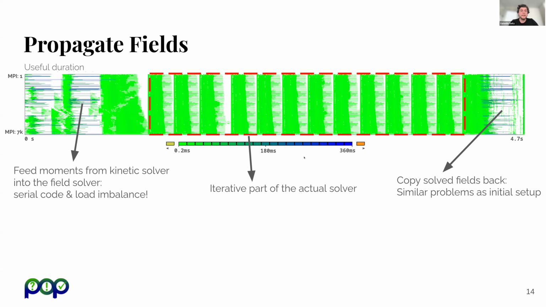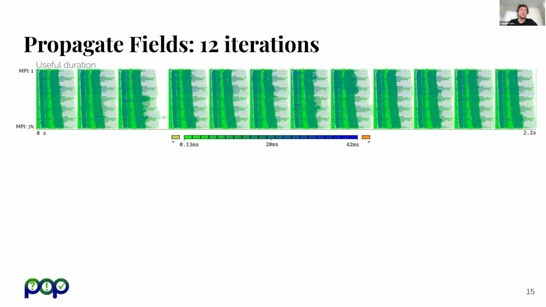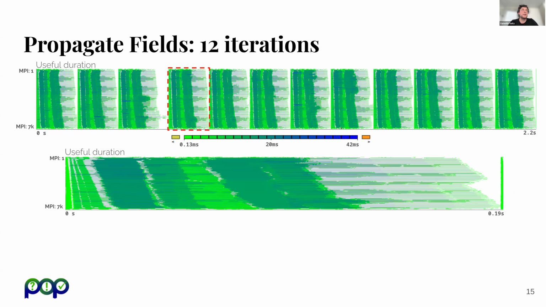So what we did is we basically took this very iterative looking region and we identified it as the iterative part of the actual solver. And we chose to look at that. And here we can basically see a rescaled version of it. And because it looks so regular, we just chose the fourth iteration to look at it, assuming that probably all will be the same. Then what do we see?